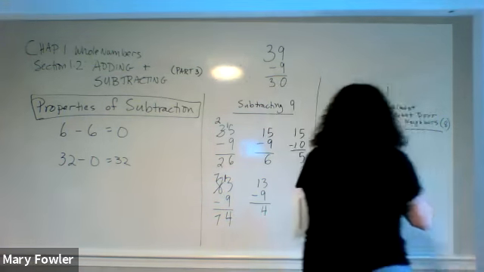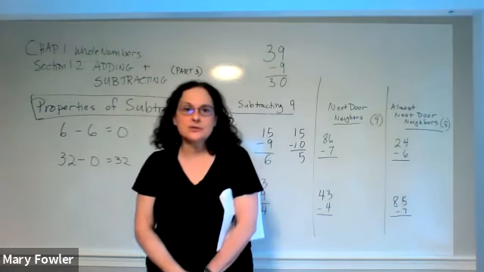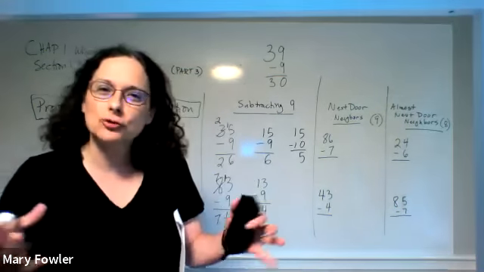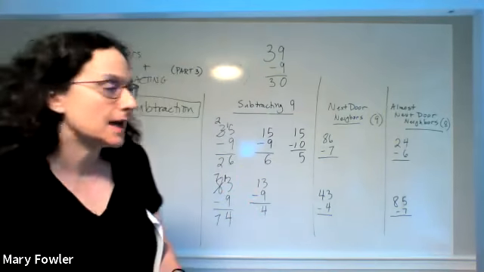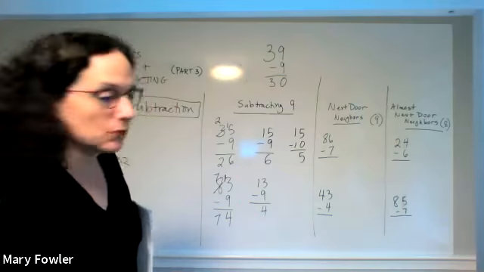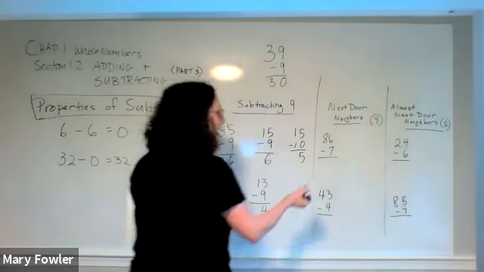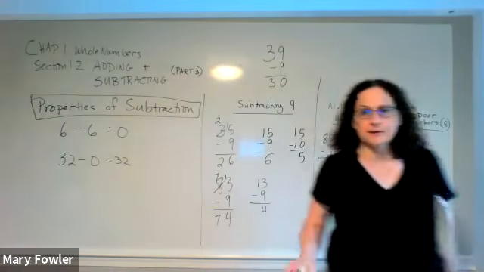All right, there's a couple more situations which we can group together in our mind and have similar ways of thinking about things. So I want to look at this problem here. 86 minus 7.